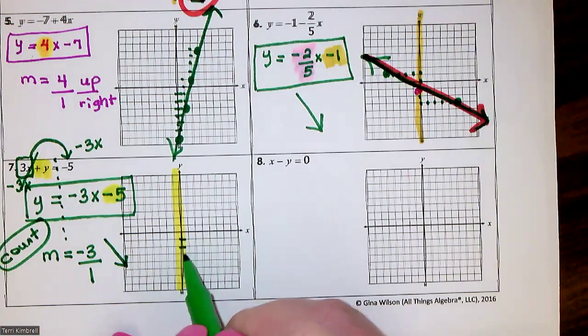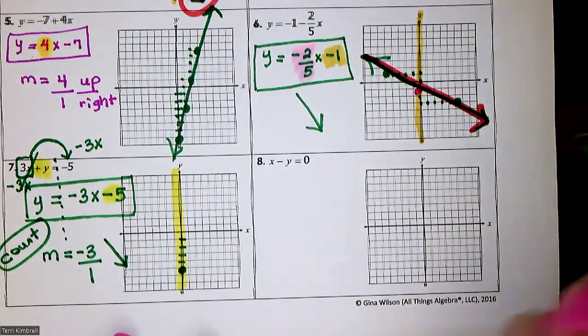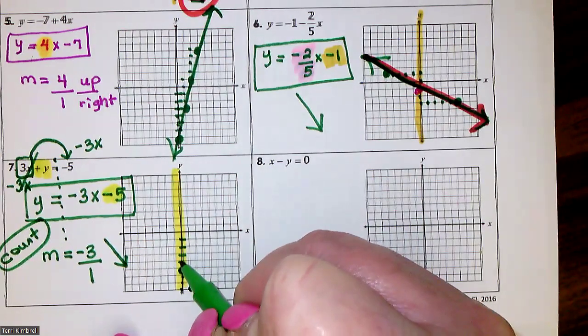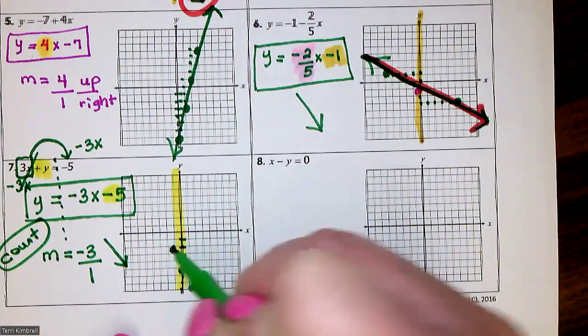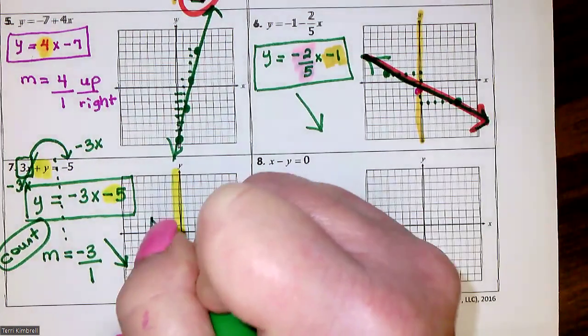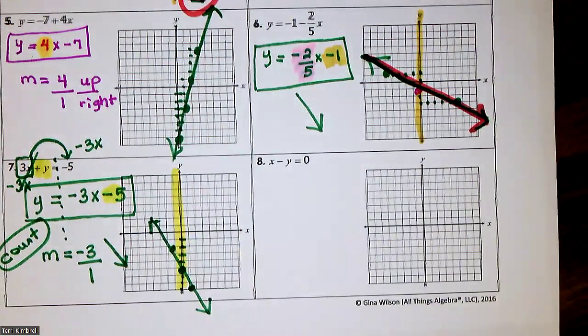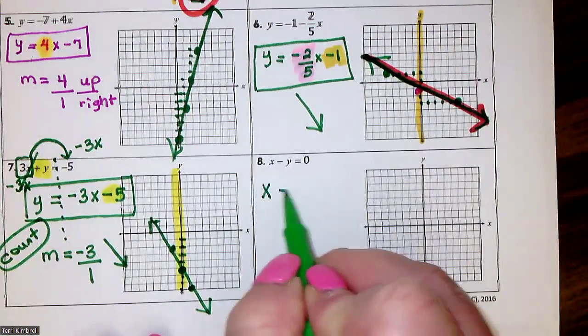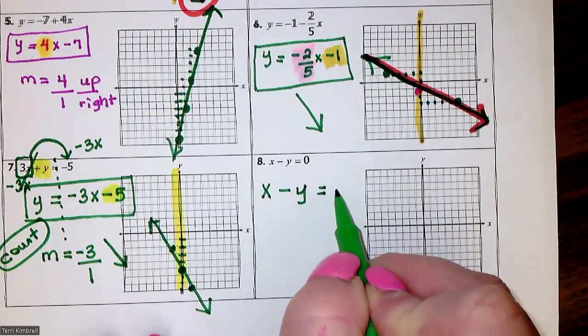So we're going to go to -5, and we're going to put a point. Then we're going to count down 3, right 1. Then I'm going to go up 3, left 1. And when I draw the line, notice it is going downhill. Okay, number 8. I'm going to write this over where you can see.